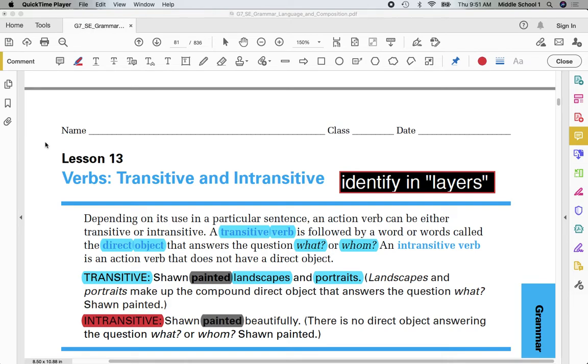And so, if we take a look at the 2 examples down below, Sean painted landscapes and portraits. Sean painted what? Landscapes, noun. It just so happens that there's 2 of them. It's compound. Sean painted what? Portraits. Because there is a noun, in this case 2, that follows the verb painted, we call it transitive.